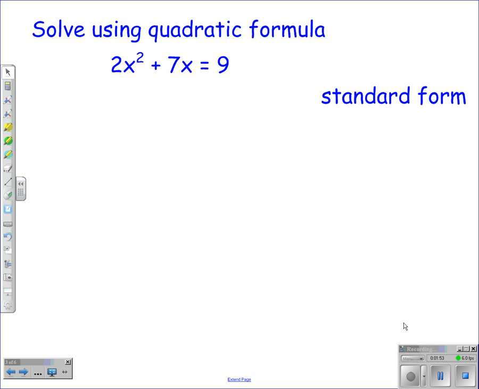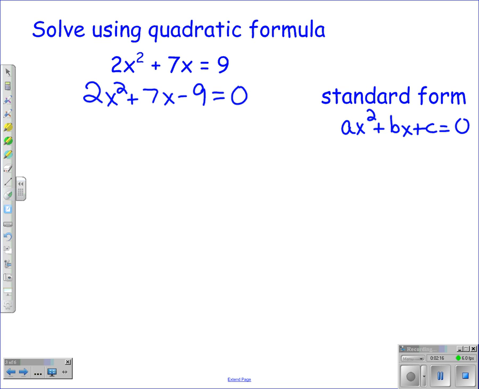Let's solve this equation by using the quadratic formula. The first thing, we need to have the equation in standard form. So that means that we need 2x squared plus 7x minus 9 equals 0. Remember, standard form has all of our terms on one side and 0 on the other side.